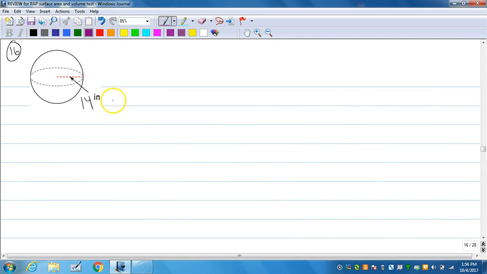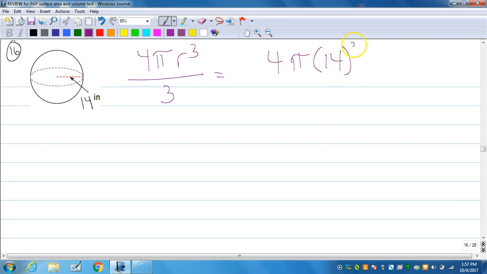Number 16. Same thing. Same formula, 4 pi r to the third power divided by 3. This is already half the circle, so it's already r. So it's 4 times pi times 14 to the third power over 3. 14 to the third power means 14 times 14 times 14.